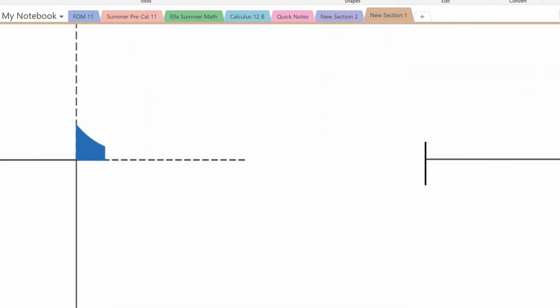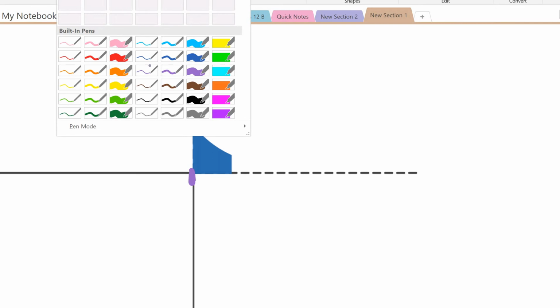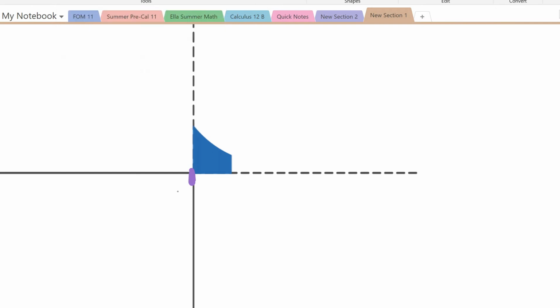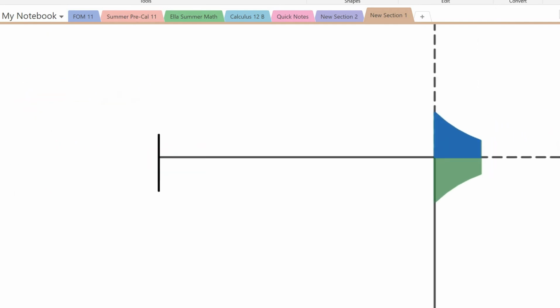Okay, so here are a few more visuals here. Let's start over here. Let me just use a different marker here. This is going to be 0. This is going to be 1, and this equation right here is y equals e to the power negative x, bounded between 0 and 1. And then if I rotate this around the x-axis, let's take a look at the next diagram for that.